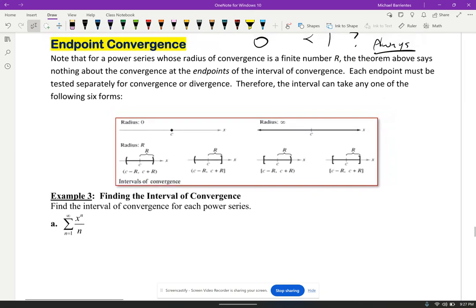All right, good people, welcome back. We are now going to figure out how to find an interval of convergence.